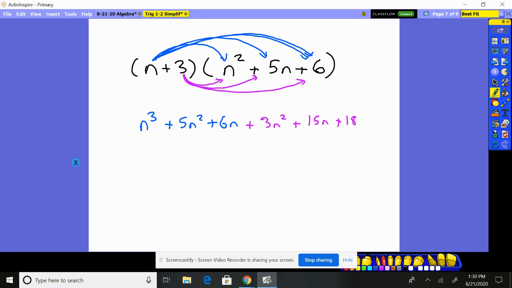We got to come back and put things together that can be combined, combine like terms. There are no other n cubes, so it's just n cubed. 5n squared, 3n squared. So this and this can go together. That's 8. 6n plus 15n is 21n. And then you simply have the number 18.